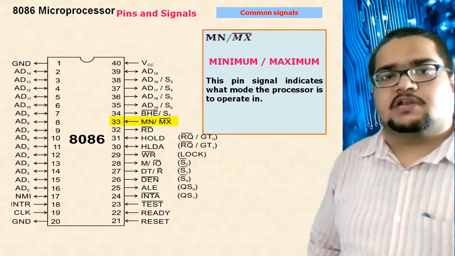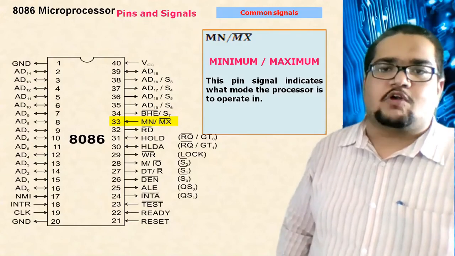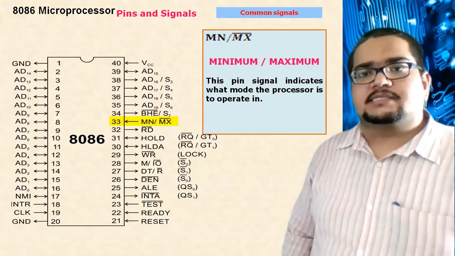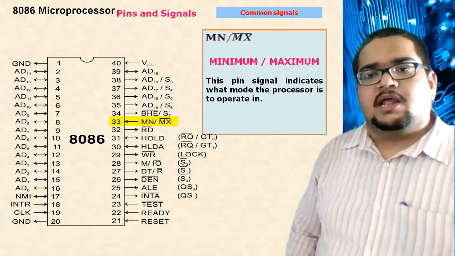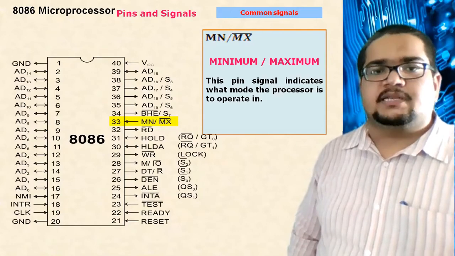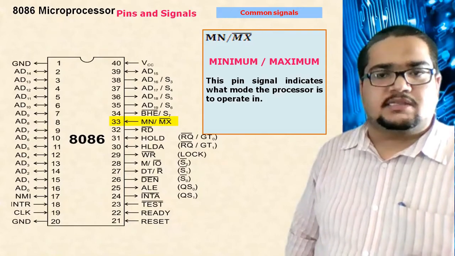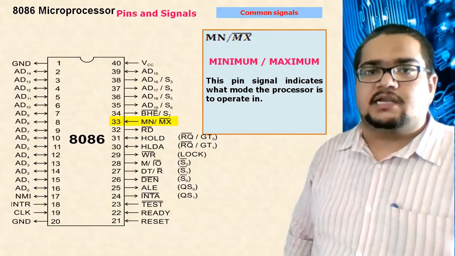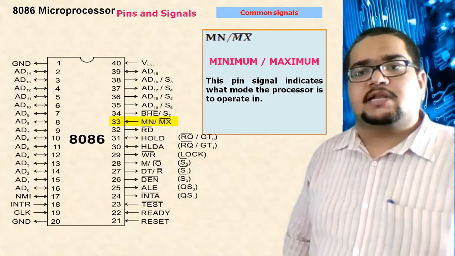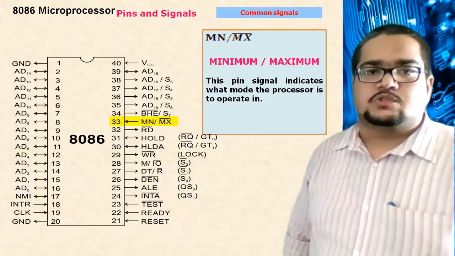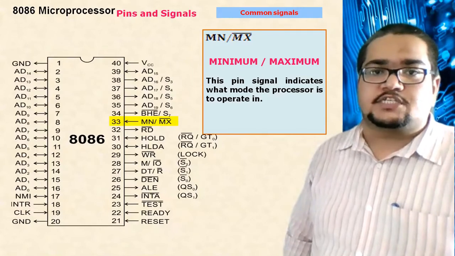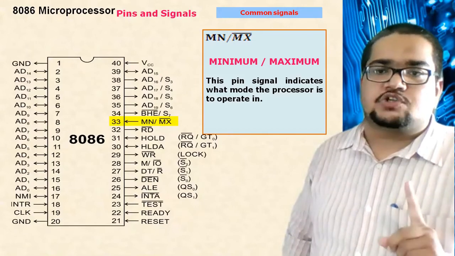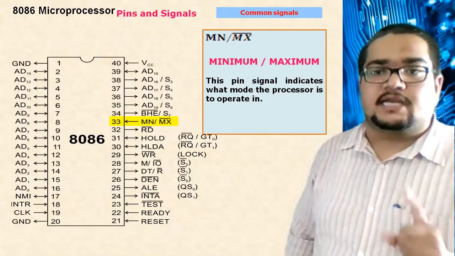Now, this particular pin number 33 is what makes the switch between our two modes. As I said earlier, 8086 can work in minimum mode and also in maximum mode. So this pin is responsible for that. Here, this is an input pin. So the programmer has to give an input to the processor on whether it has to work in minimum mode or maximum mode. If you wish 8086 to work in minimum mode, this pin should be made high, that is logically 1.